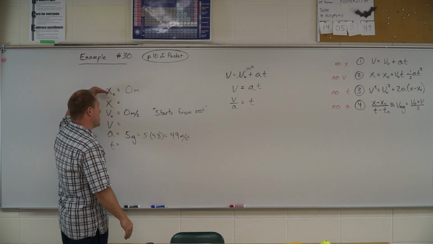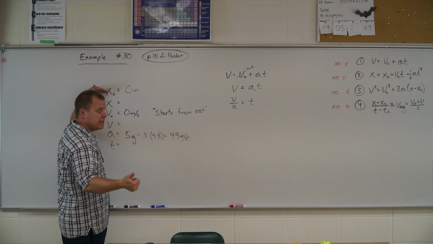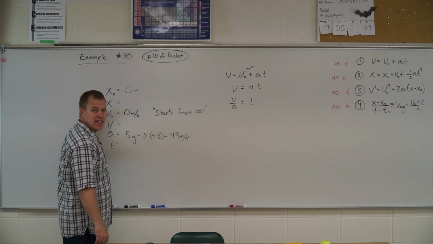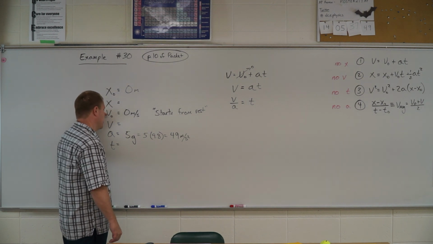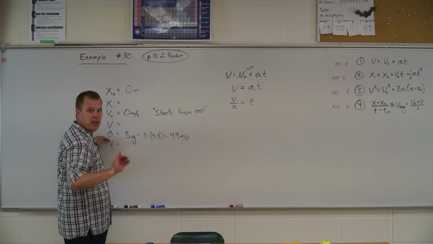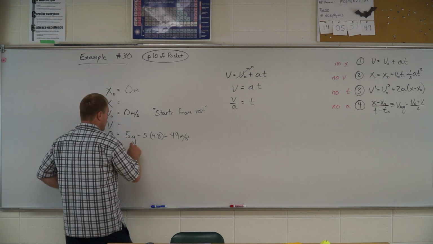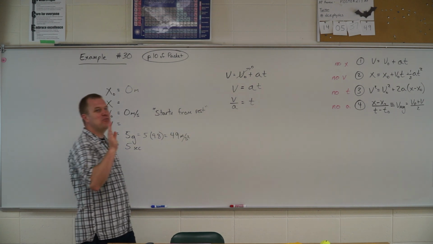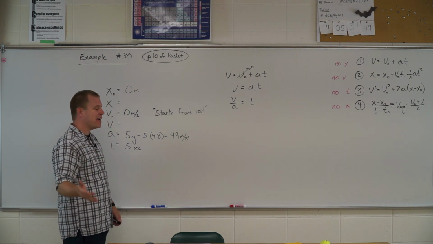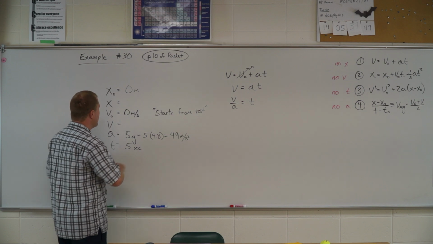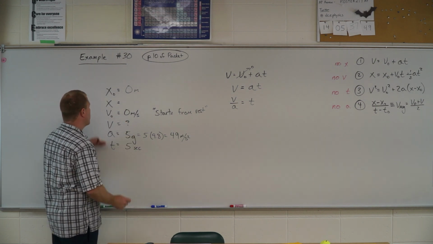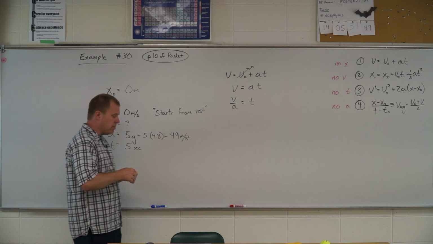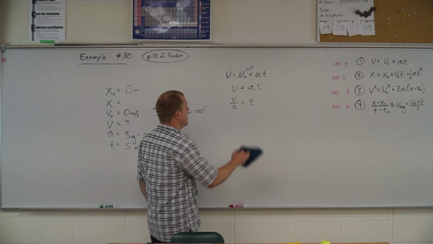Identify my information. They don't tell me where it starts, so x equals 0. They tell me it starts at rest, so v naught is 0. The acceleration is still 5 Gs, but now I'm only going for a time period of 5 seconds. We want to get them just to blackout, but not blackout. So we're trying to find v final. Again, I'm going to pick an equation without x. That's equation number 1, just like I had.